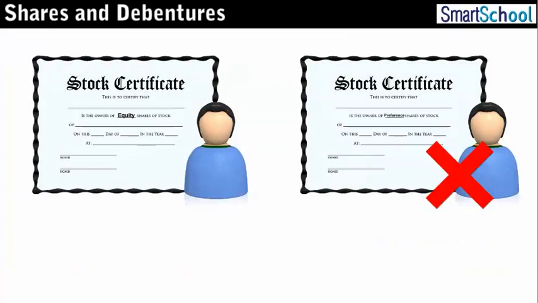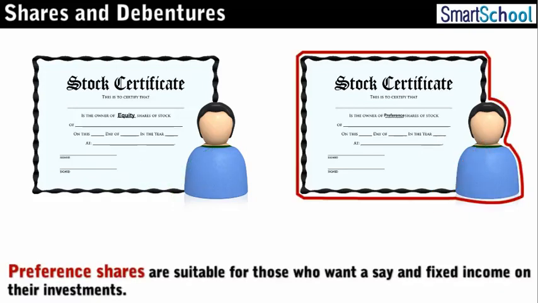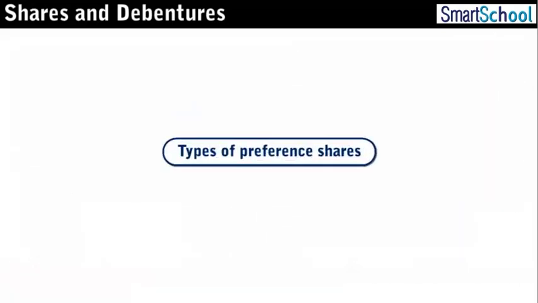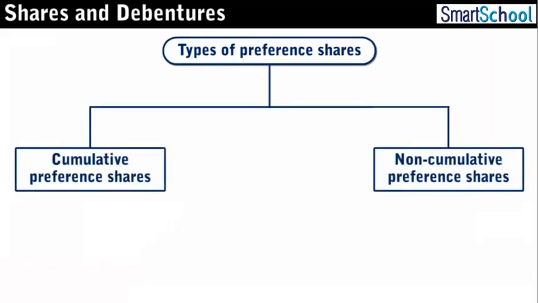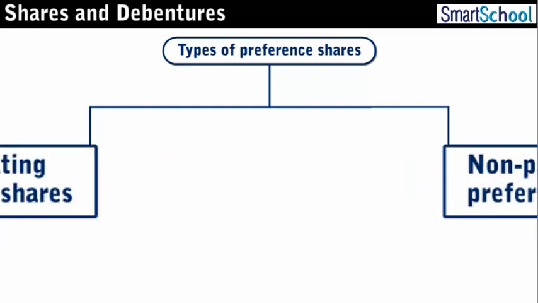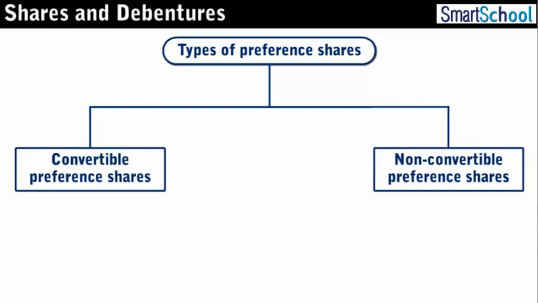But preference shareholders do not enjoy the voting rights as in the case of equity shareholders. These shares are suitable for those who want a say and fixed income on their investments. Various kinds of preference shares that a company may issue are cumulative and non-cumulative preference shares, participating and non-participating preference shares, convertible and non-convertible preference shares. Let us study about them in details.